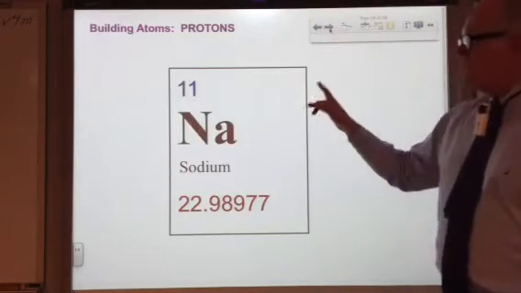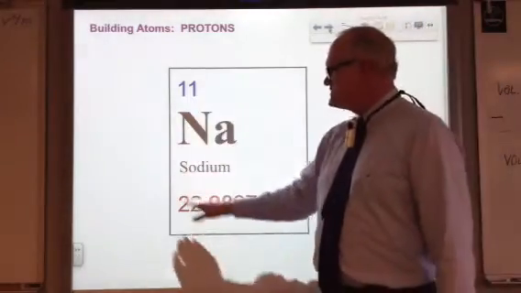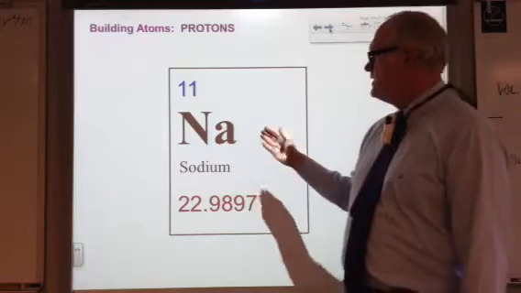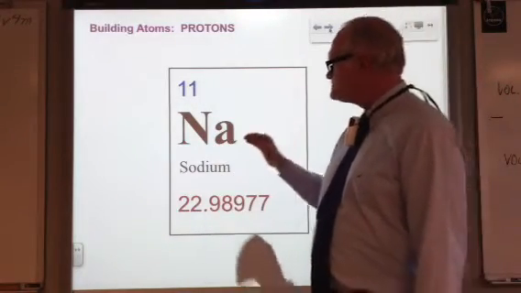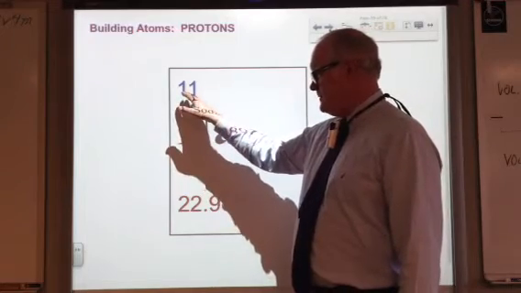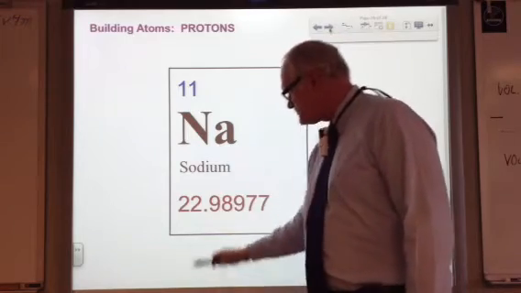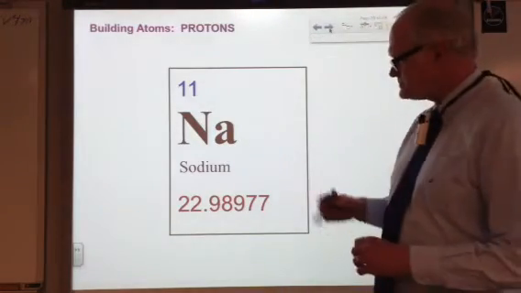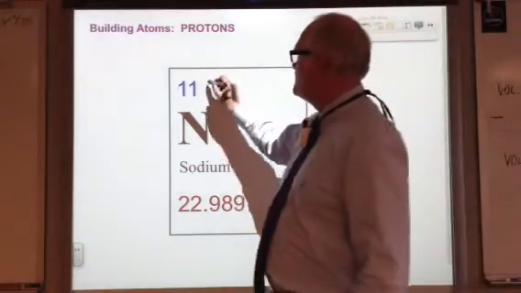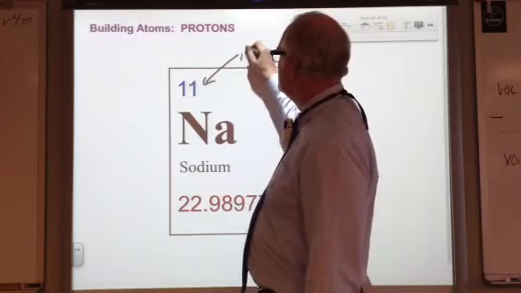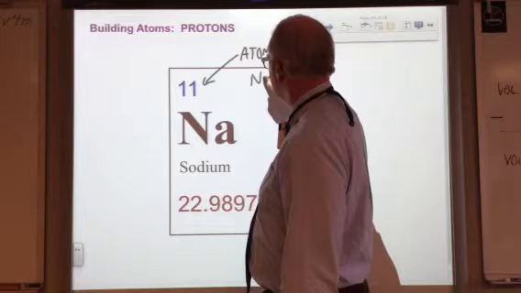Let's think about the kind of information we might find on the periodic table. Here's an example of the square that we might see on the periodic table. This is, of course, for the element sodium with the symbol Na. And typically on a periodic table, we might see a number like this one, a whole number. And we also might see a number like this with a decimal in it, and several numbers after the decimal place. So it's this number here, the whole number, that is the atomic number of the element we're talking about.